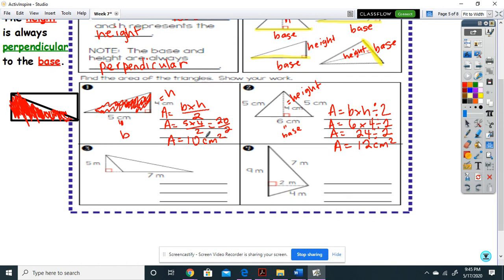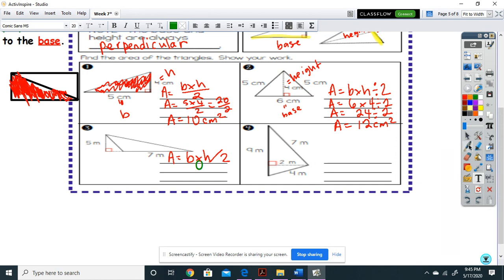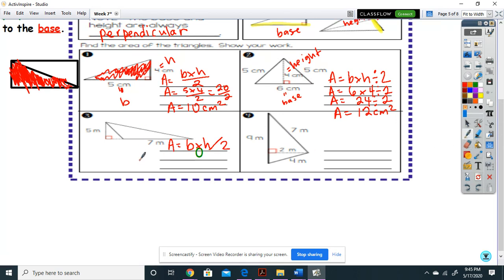All right, number 3. Let's do it this way. Area equals base times height. Let's do a backslash 2, right? That also means division, correct? So many different ways to show division. All right, here we go. So first things first, we need to figure out the base. Well, this is on this line, so all of this is the base. So the base is 7, and the height up and down is 5.